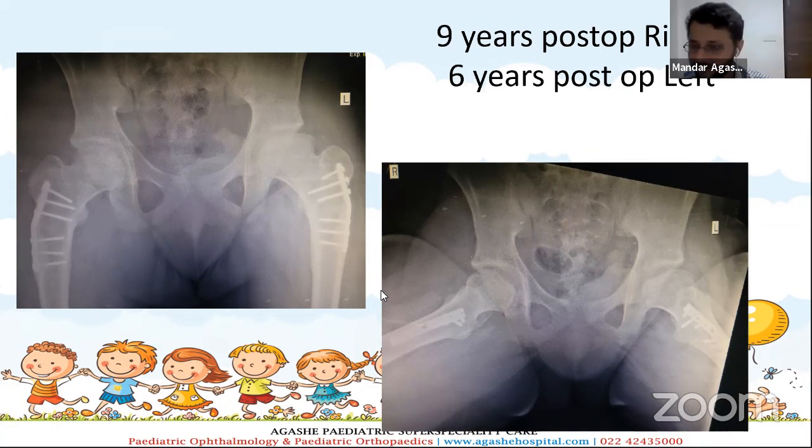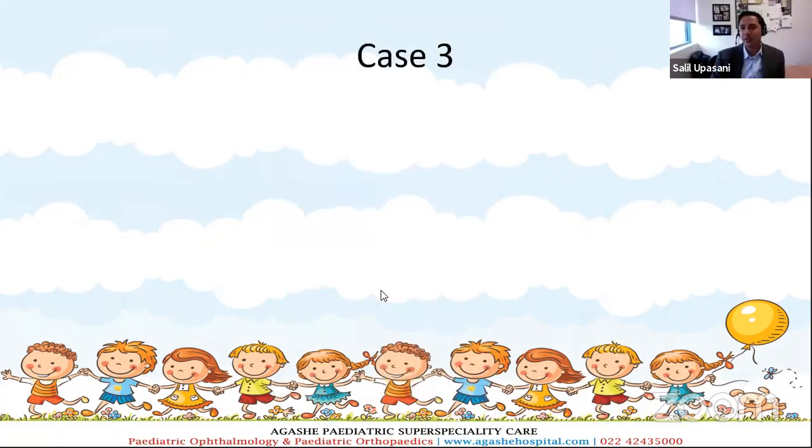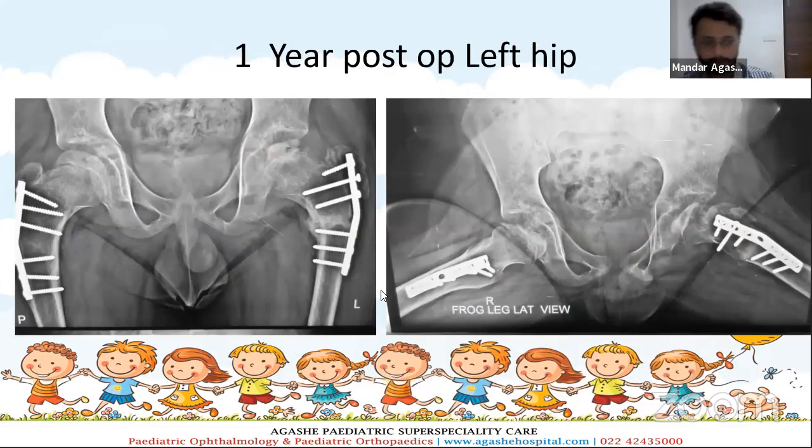So I think last case, Mandar. Yeah, I think so. So that osteotomy in the subtrochanteric region, you don't have problems with putting it so far distal? So I think it started off just below the lesser trochanter, and so the first screw is through the greater trochanter.